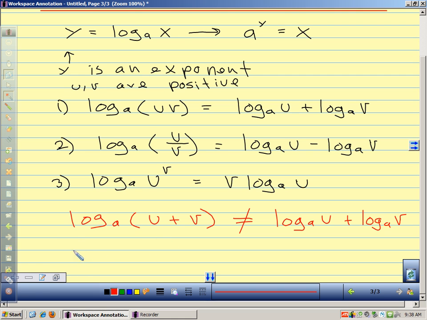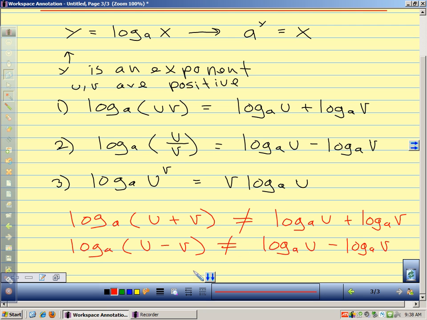And the same thing with subtraction. If you had log base a of u plus v, you couldn't simplify it any more than that. We have to be multiplying or dividing here in order to split them up. Same thing with subtraction. Log base a of u minus v does not equal log base a of u minus log base a of v.